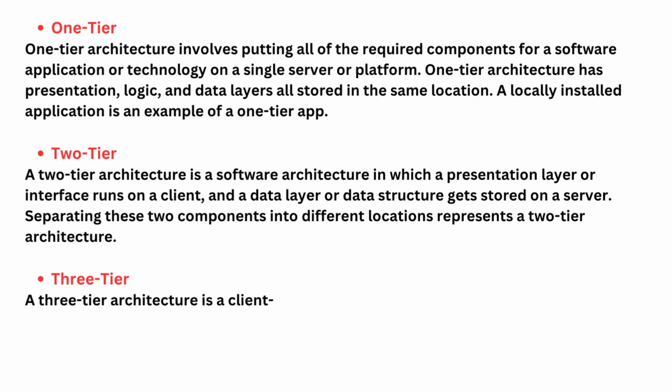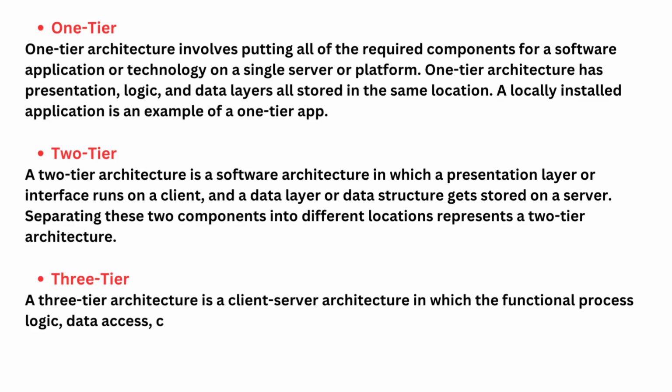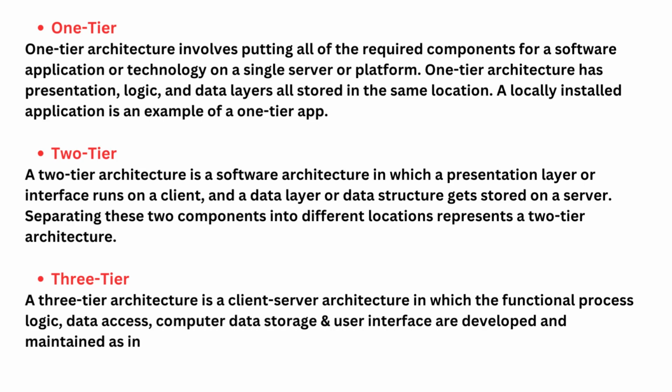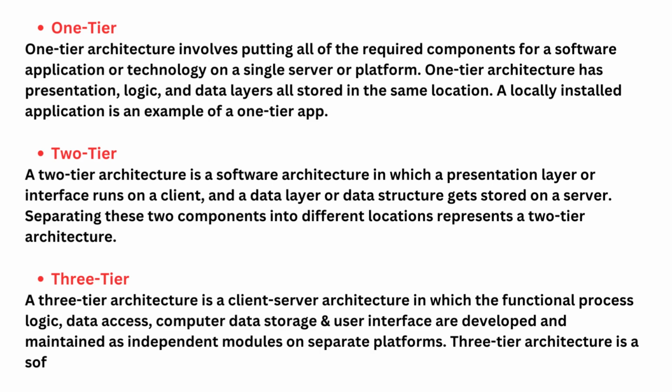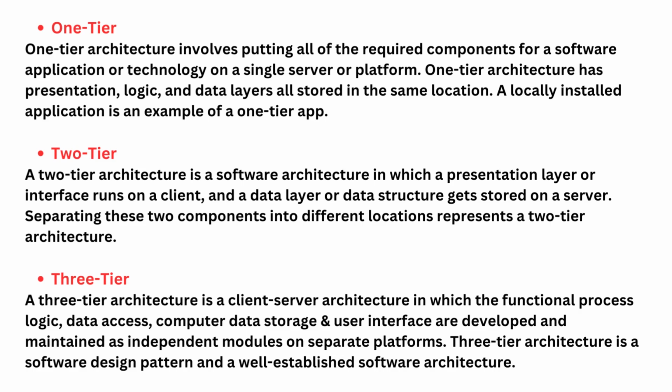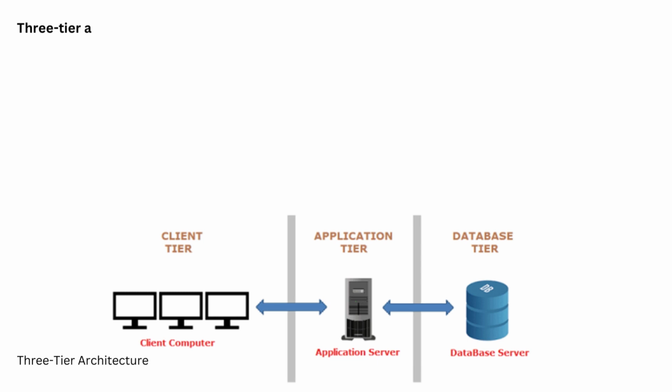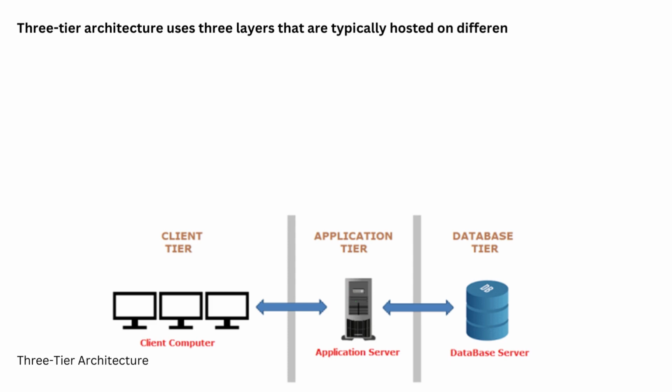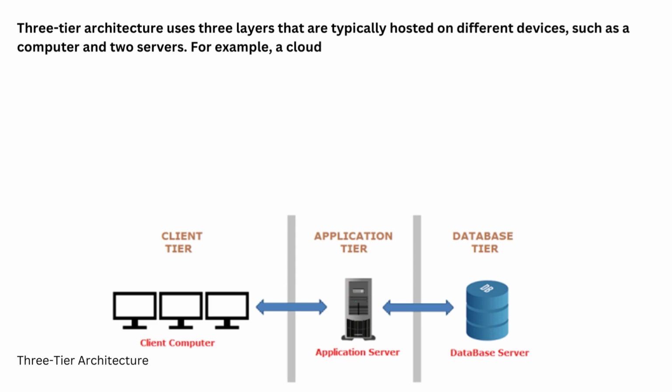3-tier. A 3-tier architecture is a client-server architecture in which the functional process logic, data access, computer data storage and user interface are developed and maintained as independent modules on separate platforms. 3-tier architecture is a software design pattern and a well-established software architecture. 3-tier architecture uses 3 layers that are typically hosted on different devices, such as a computer and 2 servers. For example, a cloud-hosted app uses the following layers.